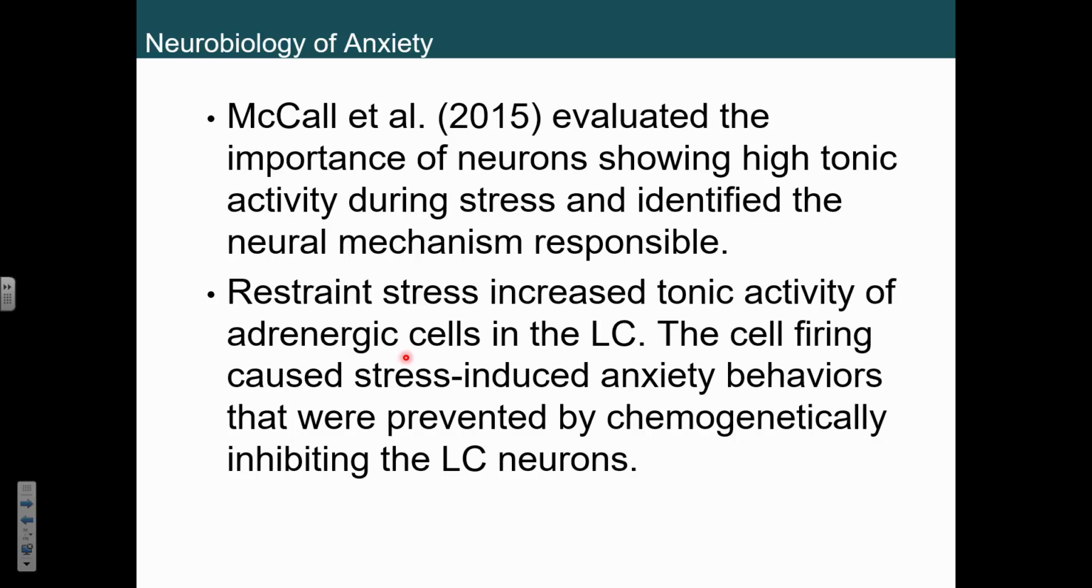But you just kind of constrain the mouse for a while. It actually increases activity there in the locus coeruleus.